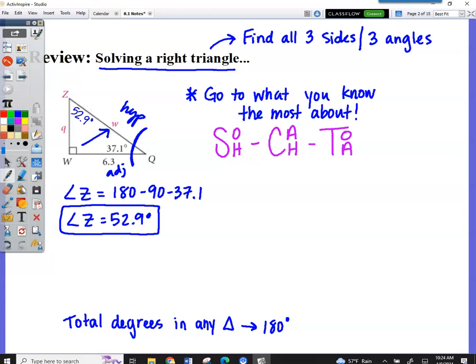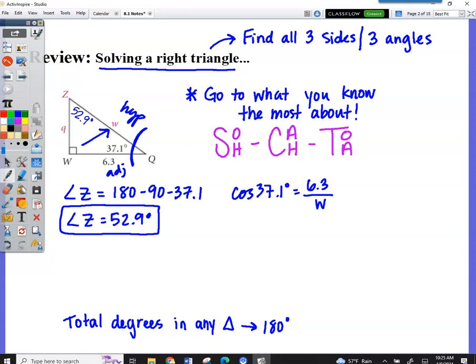Which trig function uses adjacent and hypotenuse? Cosine. So we're going to set it up. Trig function, angle measure equals fraction mark. The formula is adjacent over hypotenuse. 6.3 over W. The W is in the bottom.